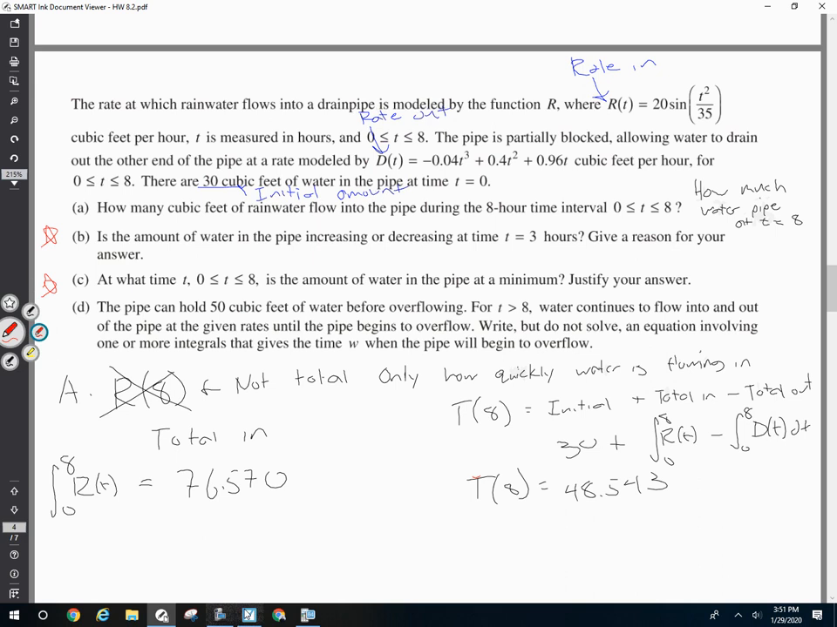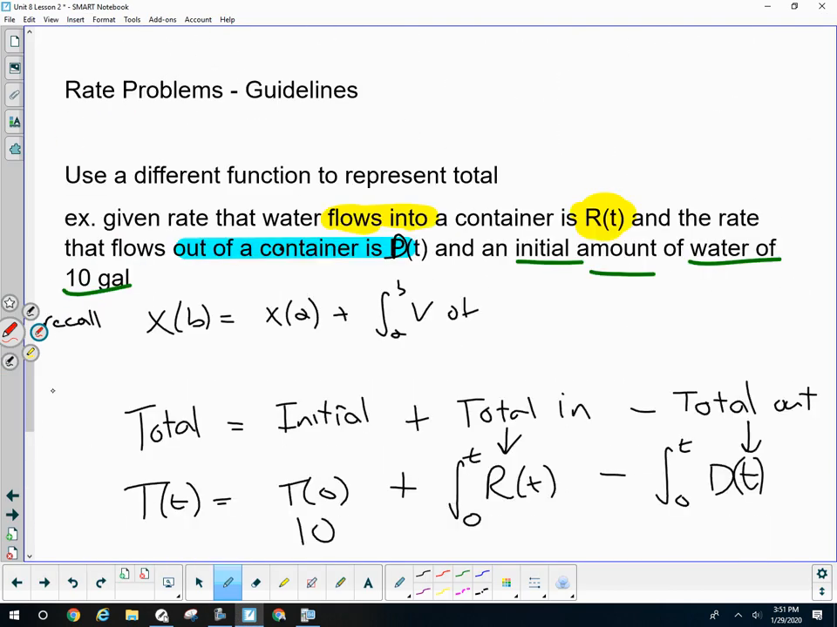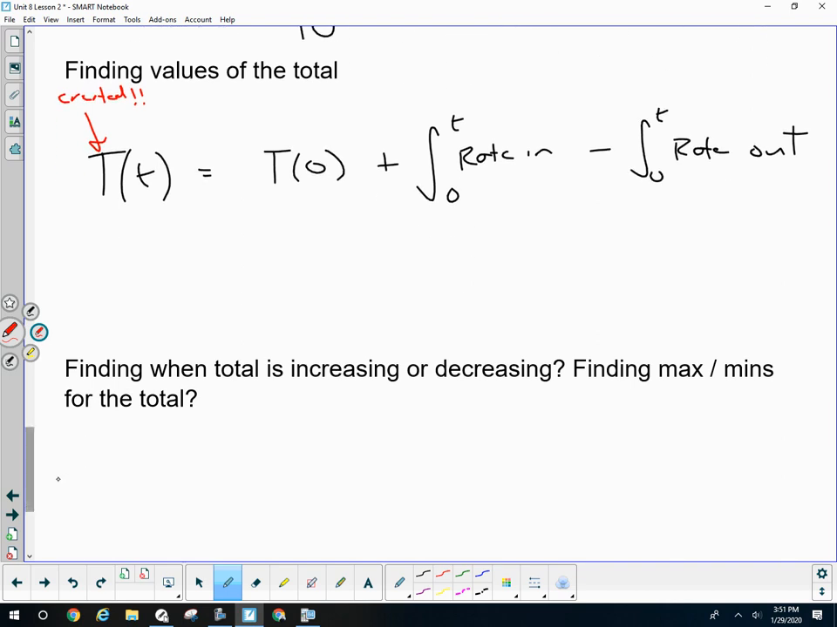Pop back to your notes. Here's how we're going to find totals. If we have not, this keeps jumping around, gotten this through our skulls, please do it now. This is how we'll find a total that has flowed in. This is how we'll find a total that has gone out. Integrals of rates in, integrals of rates out. Okay, now, in calculus, how do we find when something is increasing or decreasing? How do we find when we have a max or a min?